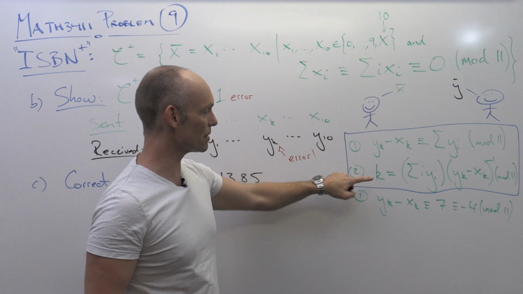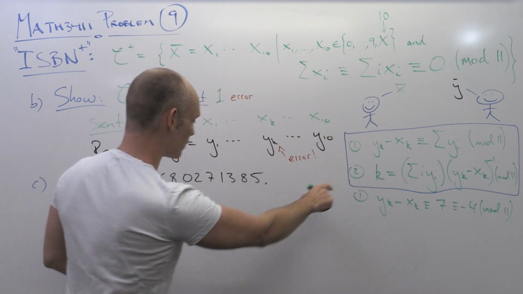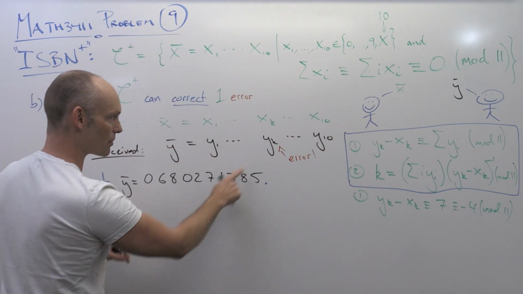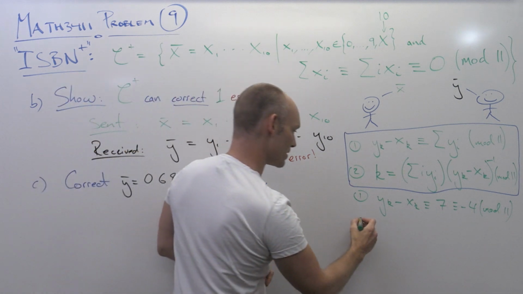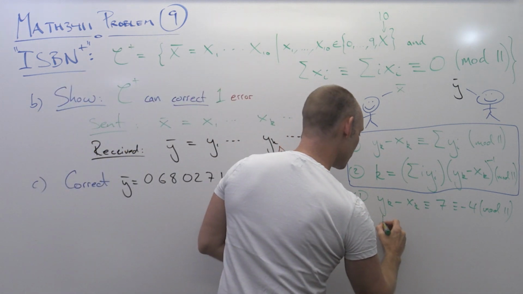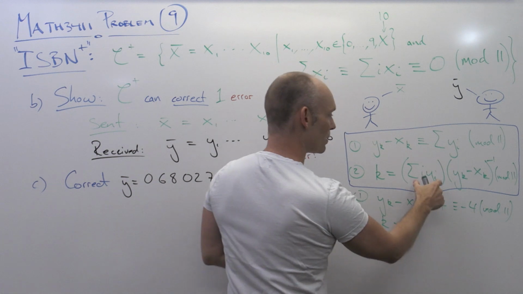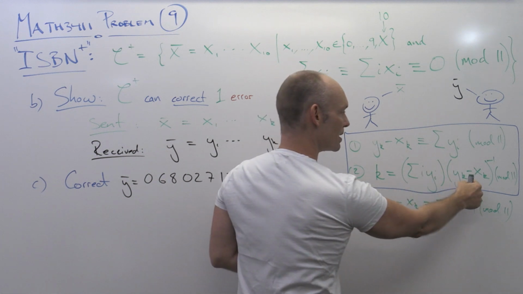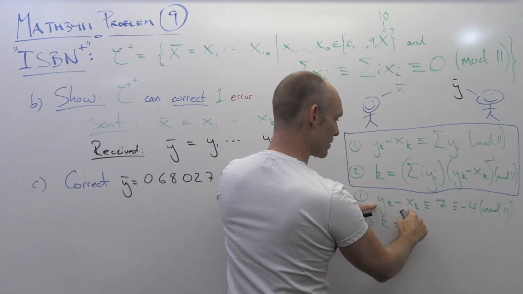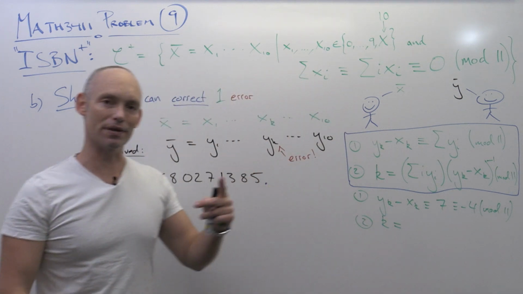Now we need to do the second thing, which is to find the value of k, and that tells us exactly where the error is. So let's do that. That's a little bit trickier. k is equal to that weighted sum there times the inverse of what we found here, this difference. So we need to do two things first.